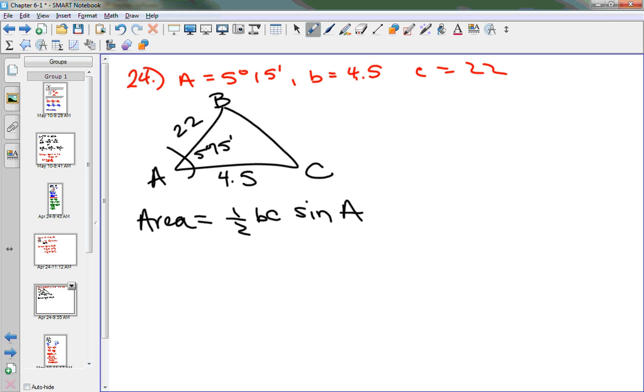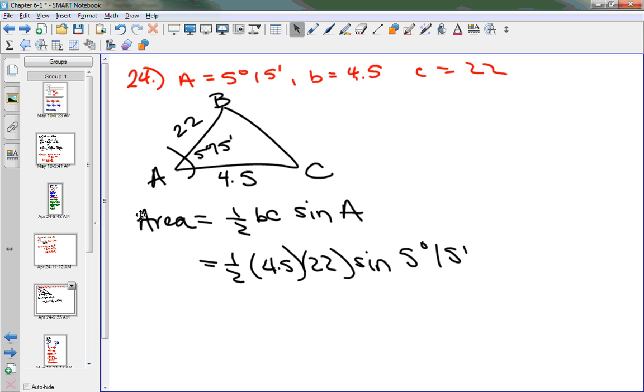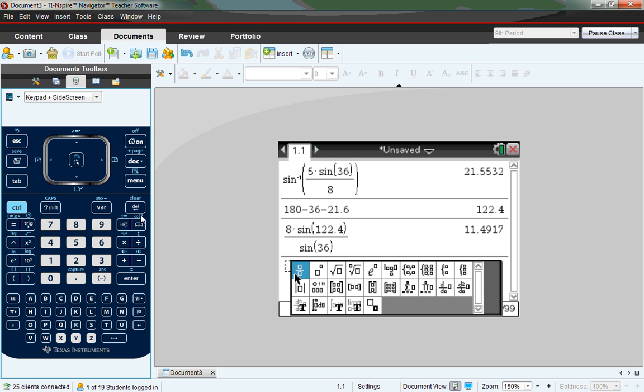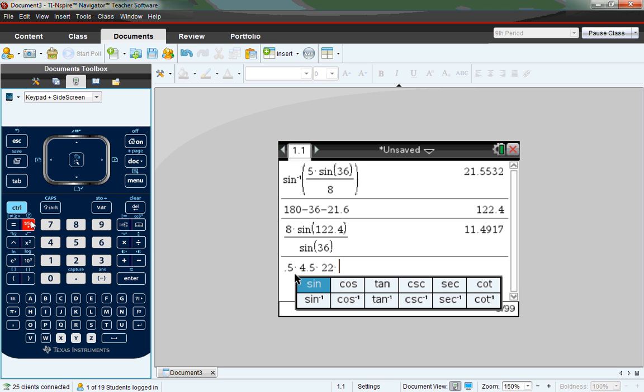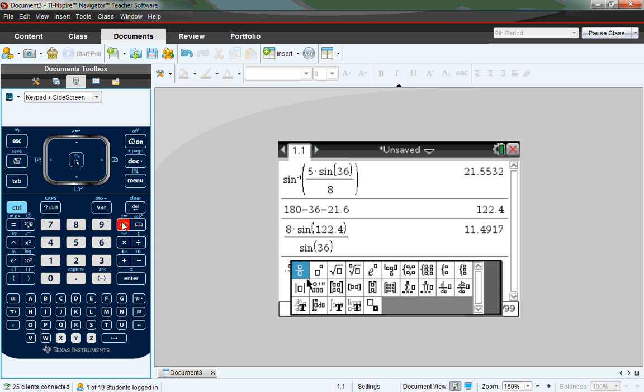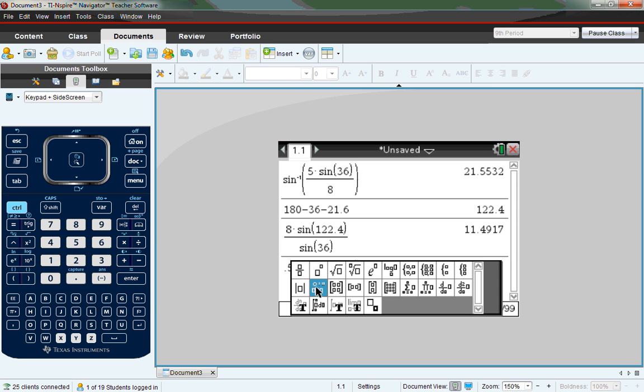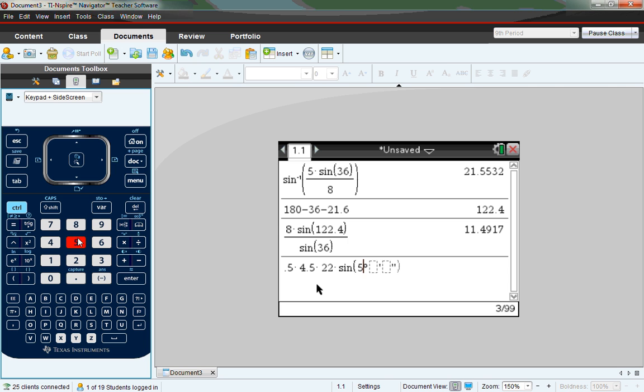Plug and check, that's all I've got to do. 1/2 B is going to be 4.5. C is 22. Sine of A, which is going to be 5 degrees, 15 minutes. I come back over here to my calculator and I type in 0.5 times 4.5 times 22 times the sine of, go to your key to the right, get your degrees, minutes, and seconds. And that's 5 degrees, arrow to the right, 15 minutes, arrow to the right, 0 seconds. You have to put the 0 in there. And hit enter.